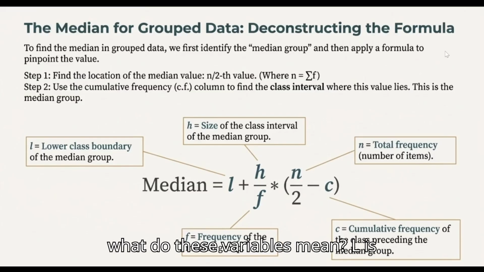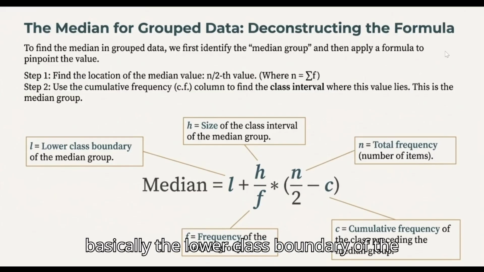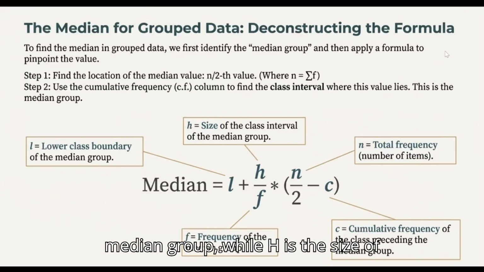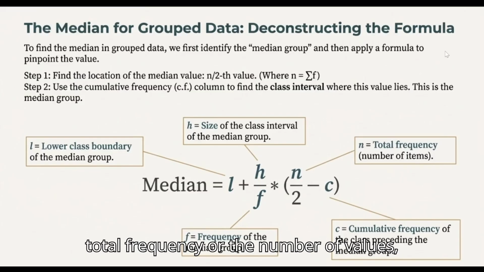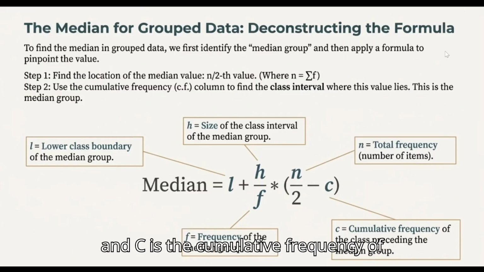Now what do these variables mean? L is basically the lower class boundary of the median group, while h is the size of the class interval, f is the frequency of the median group, n is the total frequency or the number of values, and C is the cumulative frequency of the class preceding the median group. That means the frequencies of the previous classes.